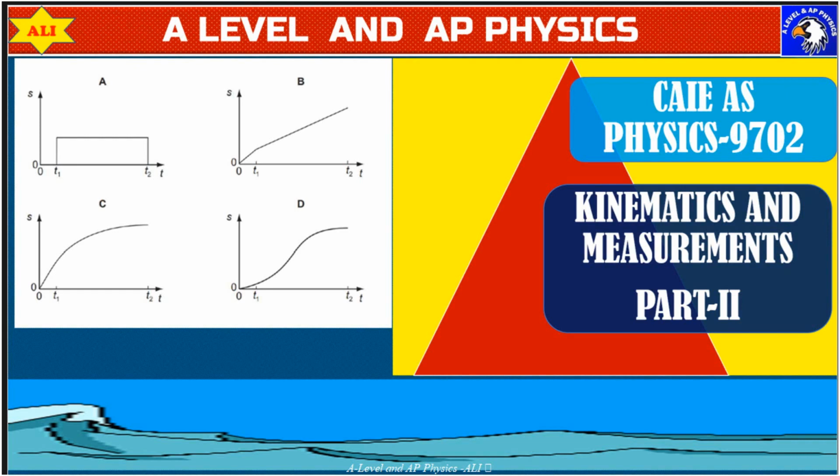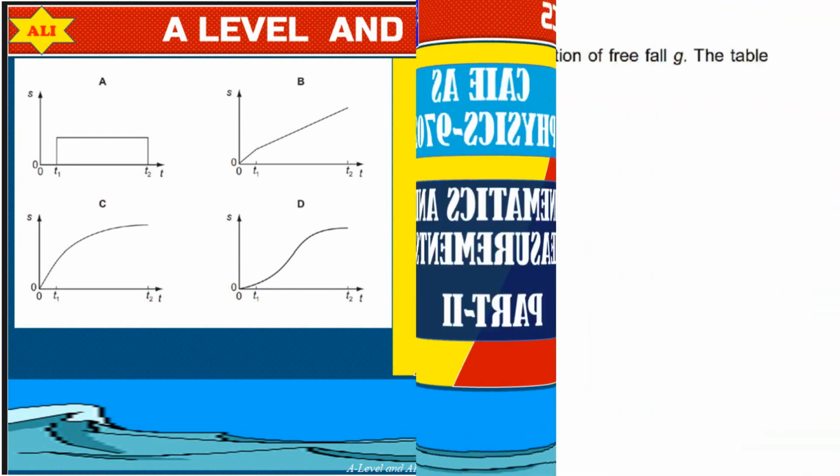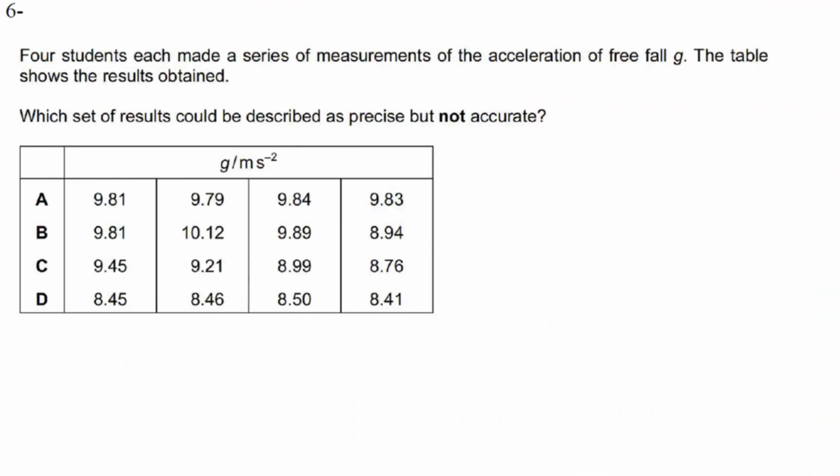Today's lesson, we will talk about kinematics and measurements. This is our second lesson on kinematics and measurement questions from Cambridge AS Physics past papers. Here is our first question for today's class. Let's try to see what is given to us and what we need to find.